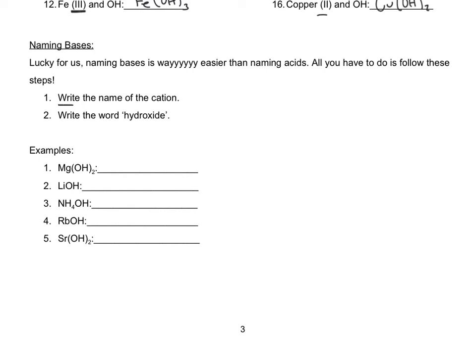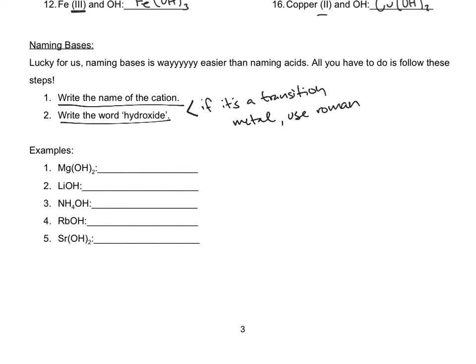First thing you do is write the name of the cation. Most of the time this is a metal. And you write the word hydroxide. I did forget to put in here, and I'll throw it in for the in-person kids. But if it is a transition metal, you have to use the Roman numerals to indicate its charge. Use Roman numeral. All right, there you go. If it's a transition metal, use Roman numeral. Otherwise, you just write the name of the cation and hydroxide for hydroxide.